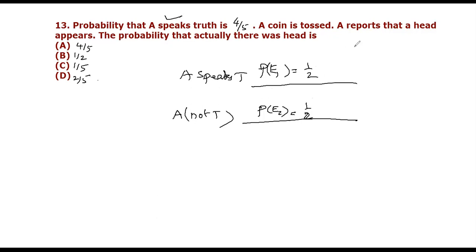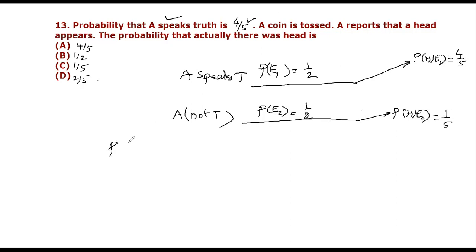If A speaks the truth, then a coin is tossed and getting a head is E1. The probability that A speaks the truth is 4 by 5. Then the coin is tossed, and the probability of getting a head is 1 by 5, that is 1 minus 4 by 5. So 1 by 5. It is like this.